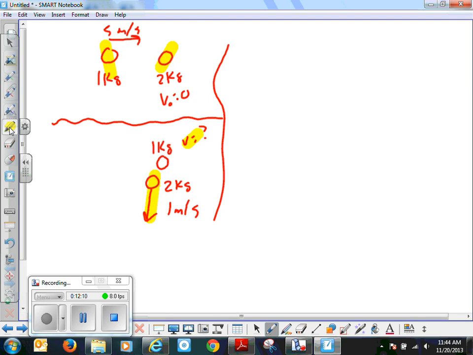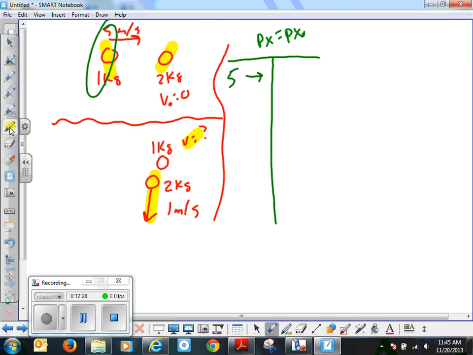So, momentum in the x equals momentum in the x. So let's look at our x velocity, or our x momentum. The first one is we have 5, and it's in this direction, right? Because 1 times 5, and that's all we have. So in the end, that's all we can have too. Okay, so I'll call this P sub naught, and this will be final.